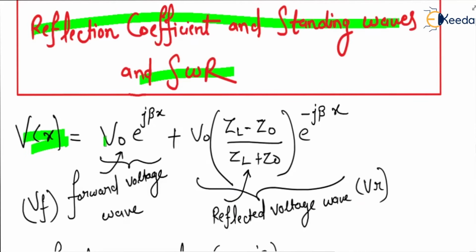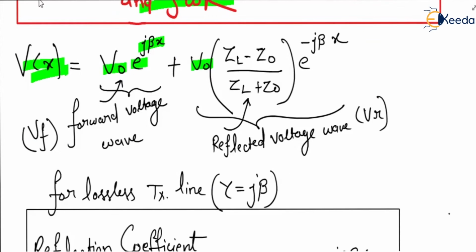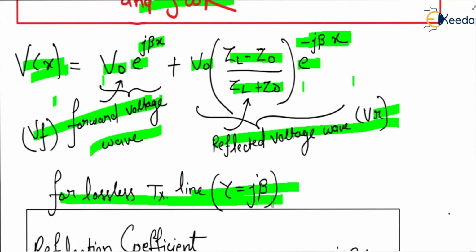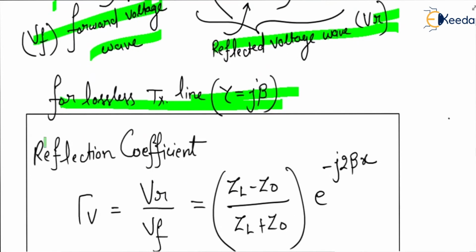As we know, the voltage on the transmission line is V naught e to the power j beta x plus V naught (ZL minus Z naught upon ZL plus Z naught) e to the power minus j beta x. This is called the forward voltage wave, and this is called the reflected voltage wave. This is from source to load and this is from load to source. For a lossless transmission line, gamma is j beta.